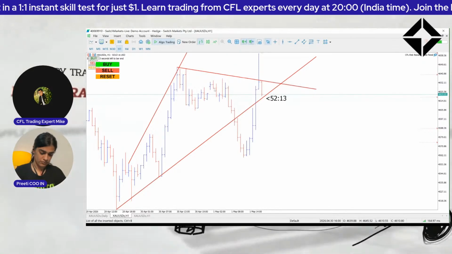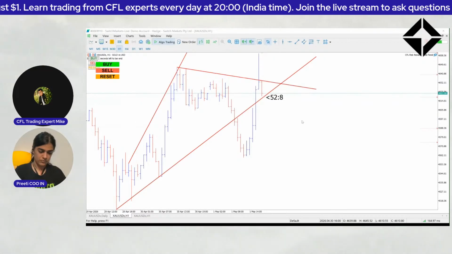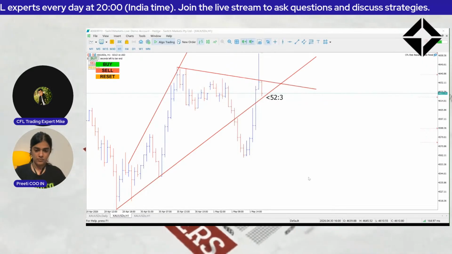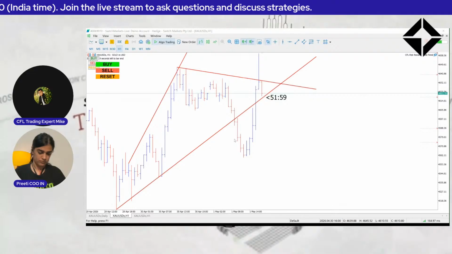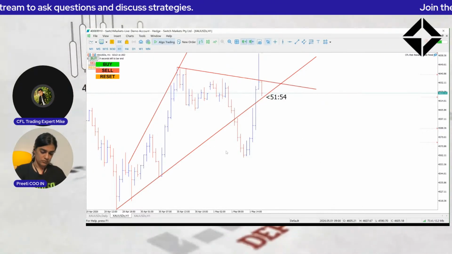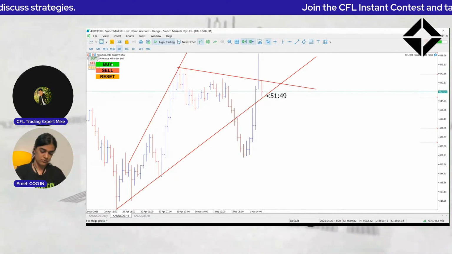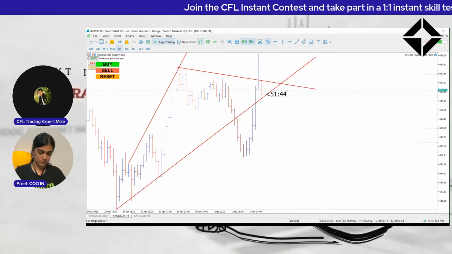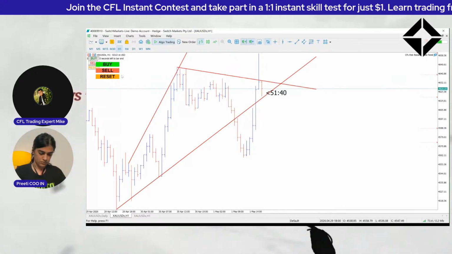So, expert, let's make $1,000, which is 1%. They bought automatically 3 times. Okay, now we will look for buy. Market is not giving a chance.